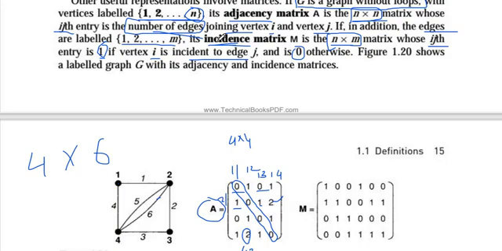So what does it say? That the i, jth term will be 1 if the vertex is incident to the edge. Incident means near.